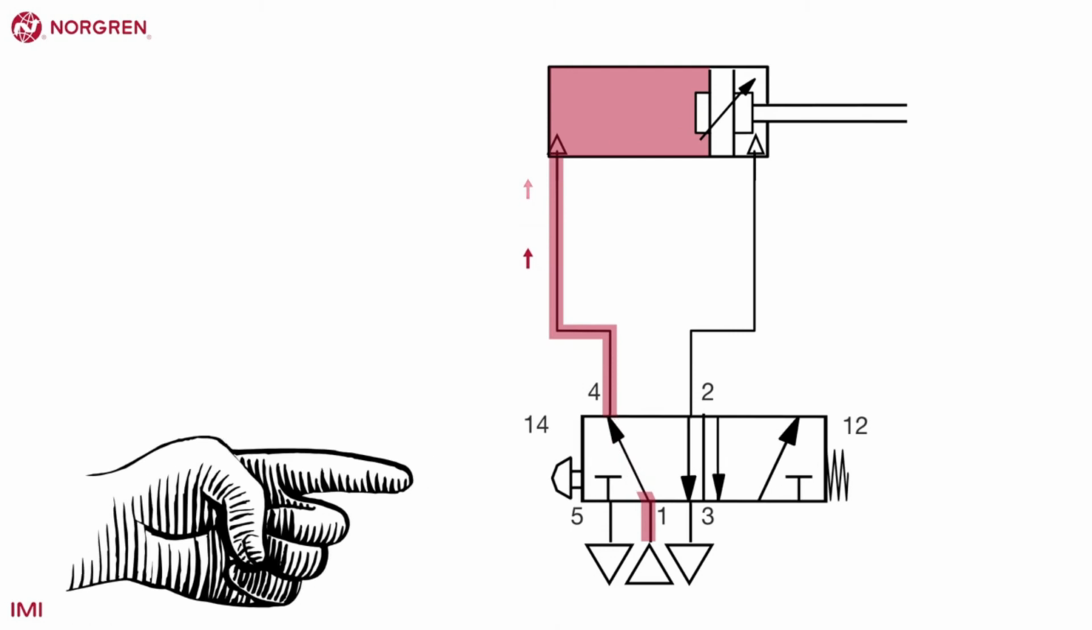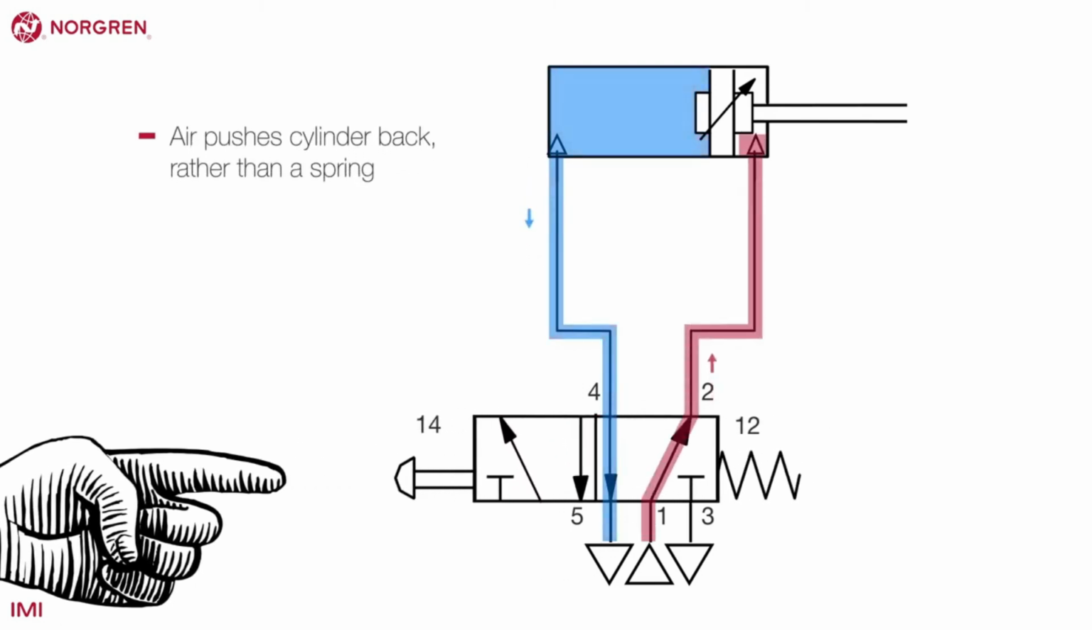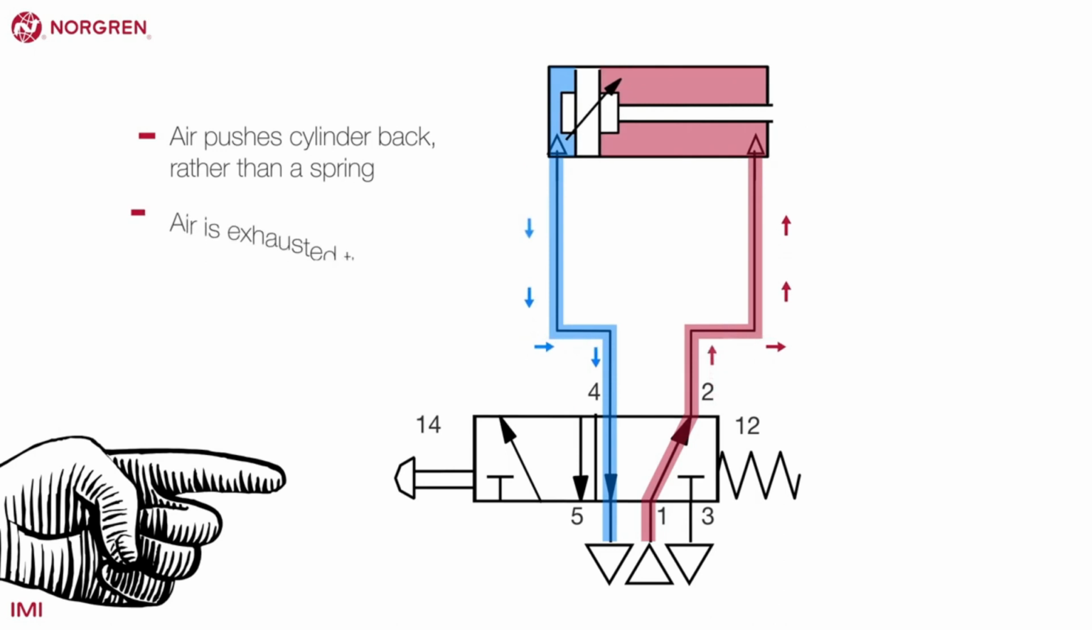This is a sample layout of a pneumatic system. The one on the left is the pressure regulating valve, and in the center is the 5/2-way valve.